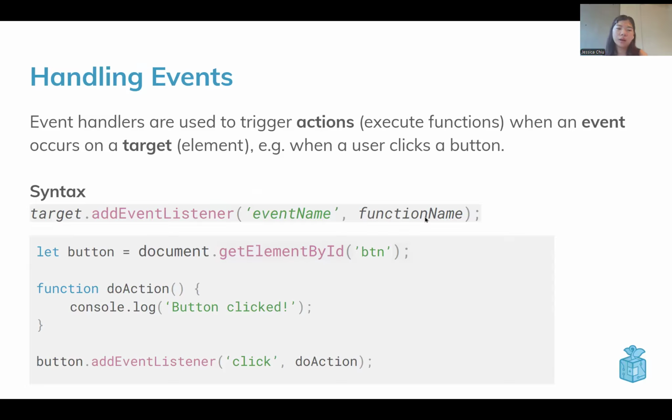Okay, so you can see here, we get the button from our document, and then we add an event listener, and it's basically saying when we click the button, call our doAction function. Okay, so we create this function here, doAction, and whenever we click that button, it'll call that function. Okay, so let's do a little demo.